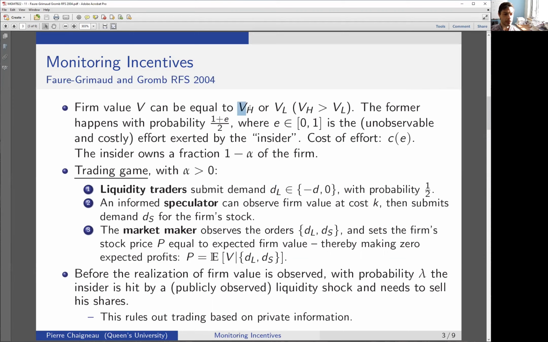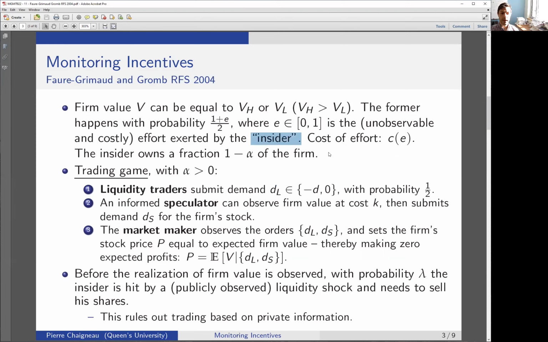Firm value can be either equal to VH or to VL, with VH greater than VL. High firm value will happen with this probability. So it is increasing in E, and E is effort. And so you can see here it is in between 0 and 1, so that this probability will always be in between 0 and 1, as well as the complementary probability. So E is the effort exerted by the insider.